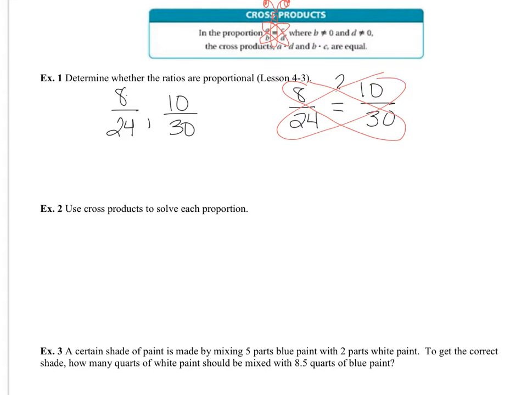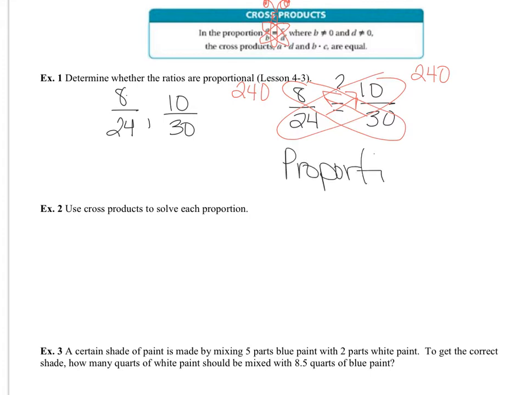And we're going to actually multiply them out. And Mrs. Carmichael taught me something that was so cool. If you do 30 times 8 and then write the number up here, so 30 times 8 would be 240. And then do 24 times 10 is 240. 240 equals 240. So these are proportional.